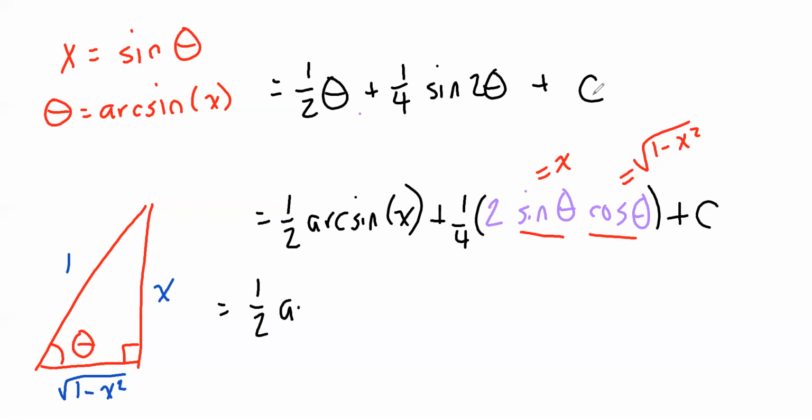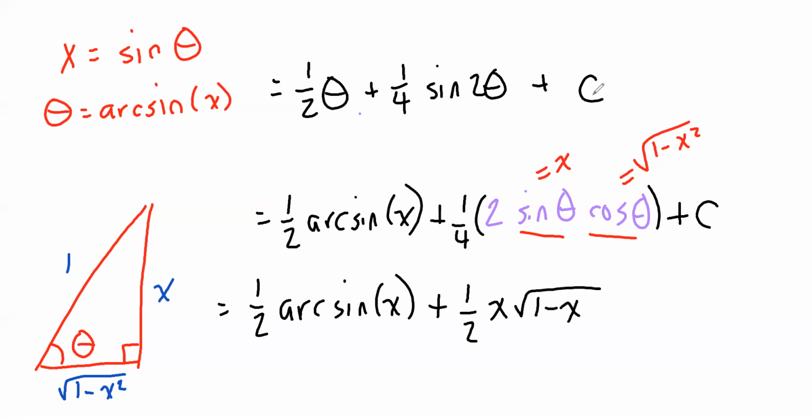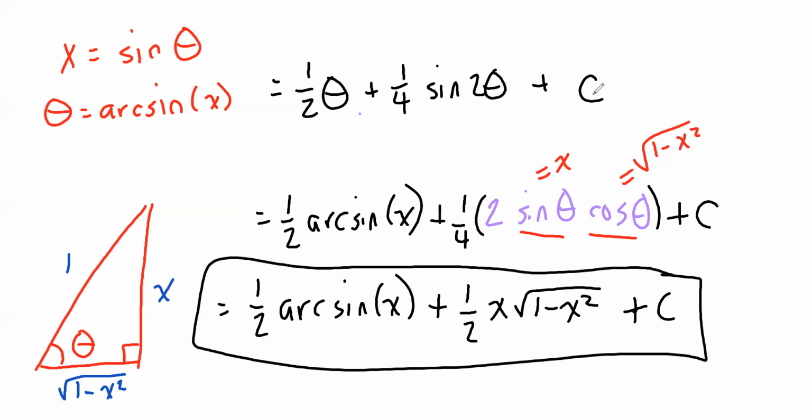1/2 arc sine of x plus the 1/4 times 2 makes another 1/2. Sine of theta equals x. Our substitution blatantly says that. But according to our triangle, the cosine of theta is equal to the square root of 1 minus x squared. We have plus a constant, and that ends the problem. Now, was this a long, drawn-out approach? Of course it is. But don't worry, when the time is right, we'll categorize it.